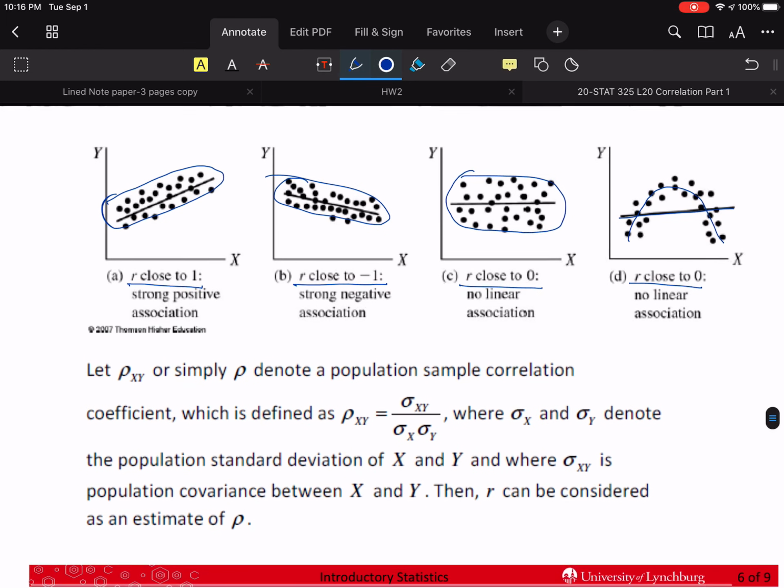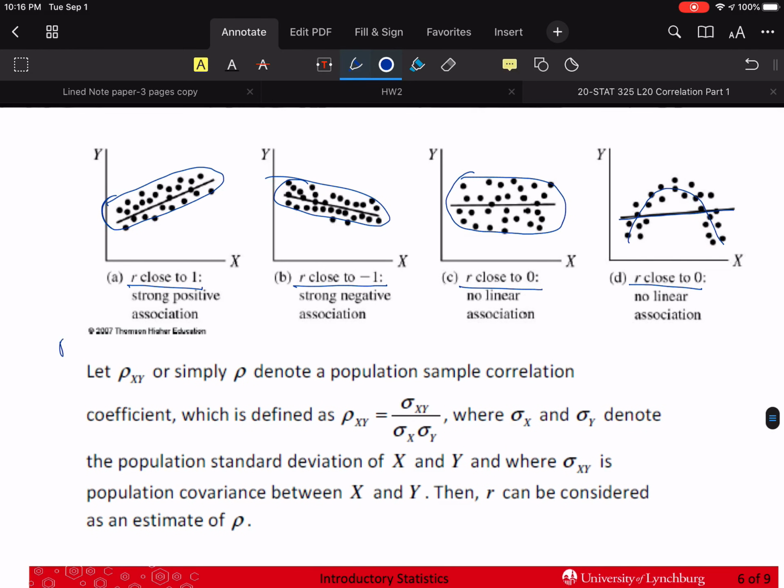Now let's talk about the population correlation coefficient. So we've been talking about the sample correlation, R. Now let's talk about the population correlation coefficient, rho. So this is rho, Greek letter, not P, but rho. And that's the population, not sample, the population correlation coefficient. And it's defined by this here. And sigma x and sigma y are the population standard deviations, and sigma xy is the covariance.